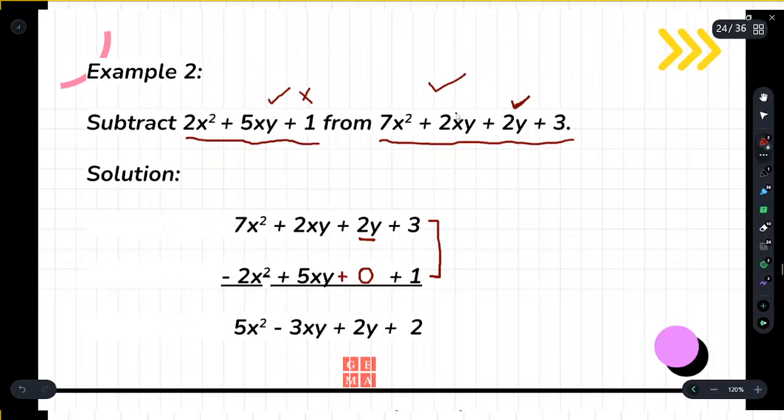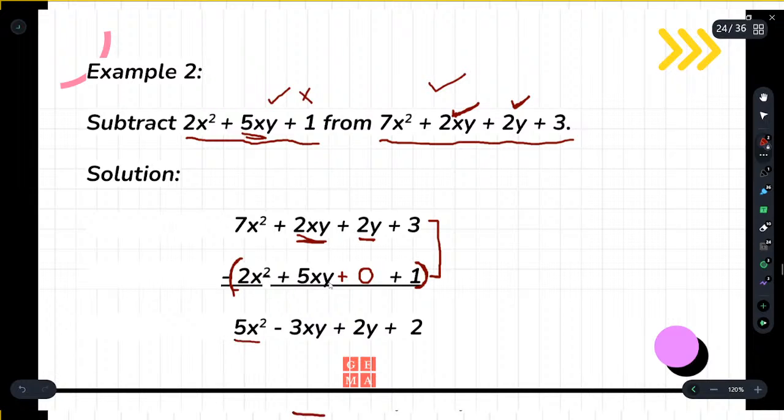Now moving on to 2xy. 2xy we have written here. Now writing its like term just below it, 5xy. 2xy plus 5xy. And 7x square, 2x square. Now we will be subtracting all of it from this, right? Keeping it in a bracket. Let's subtract it all. The signs will change, right? So 7x square minus 2x square is 5x square.